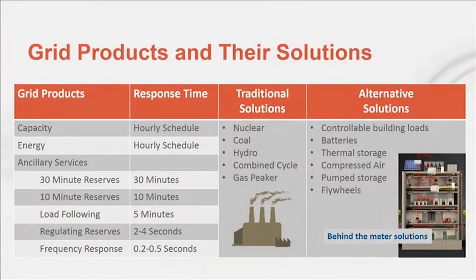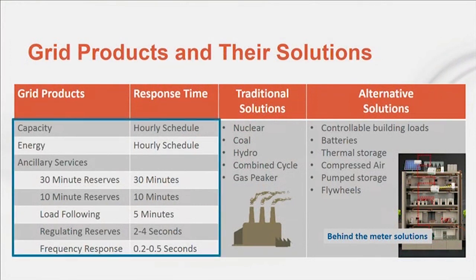Grid operators balance load and supply resources 24/7 with products that are traded in markets or produced by the utilities themselves. The product names vary from market to market, but generally fall into the following categories: capacity, energy, and ancillary services. You will notice that each product has different response times required from an asset. Events can be scheduled, dispatched hour ahead, or even very near to real time.